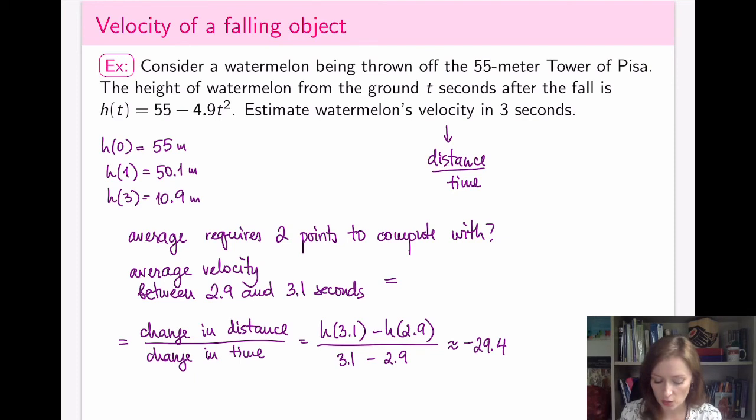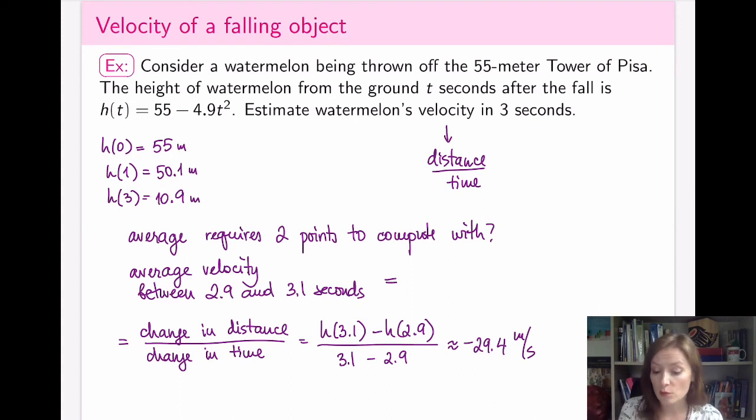So let's take a look at our computation here again. The change in distance over the change in time. The distance in this example is measured in meters. The time in this example is measured in seconds. So meters and seconds, I'm going to have meters per second. Excellent. So that's pretty fast.